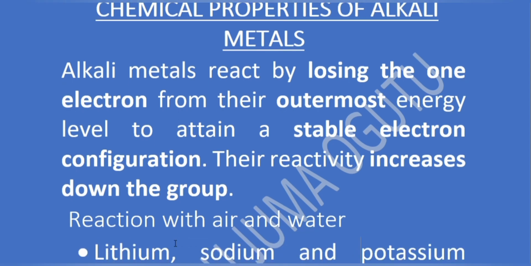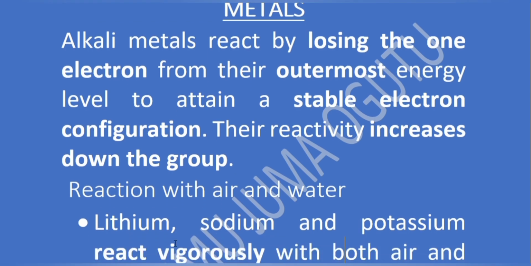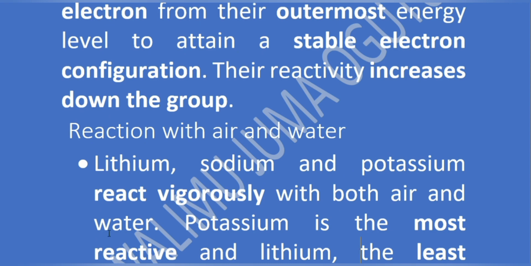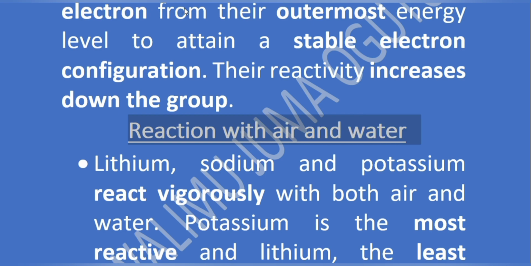Here we look at the chemical properties of alkali metals. Alkali metals react by losing the one electron from the outermost energy level to attain a stable electron configuration. Their reactivity increases down the group.